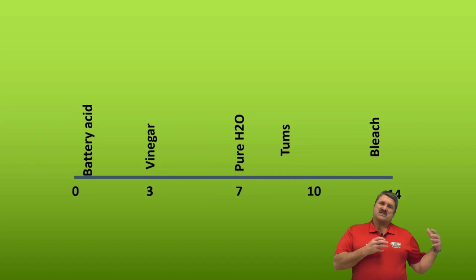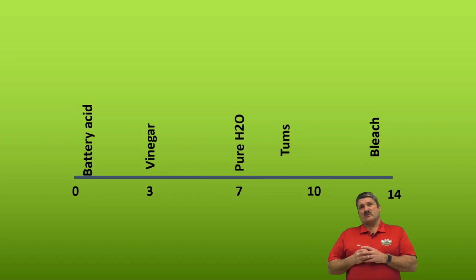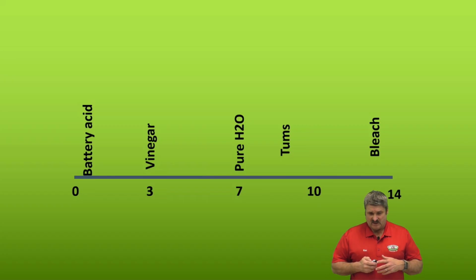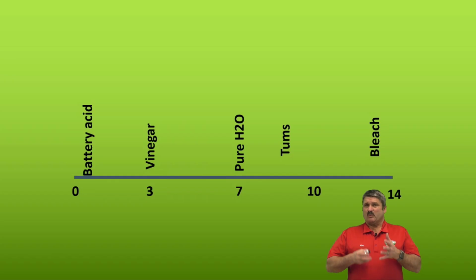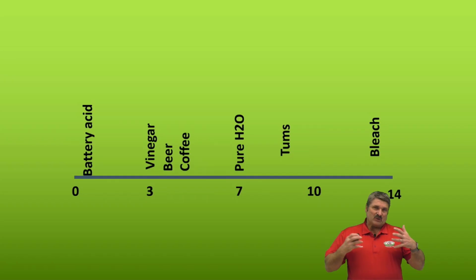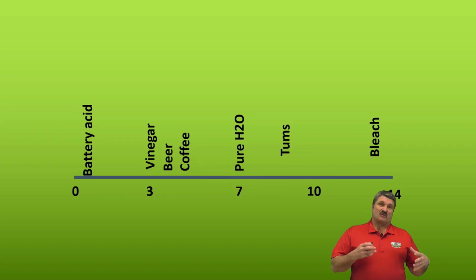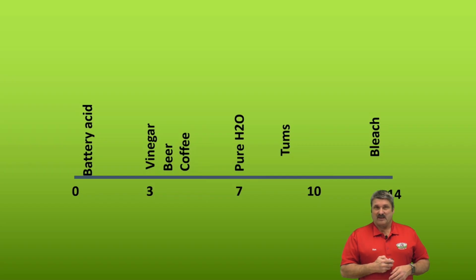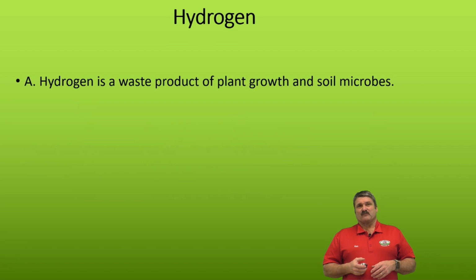Where are we at on a scale? We think battery acid is very acidic. It's at that end, where bleach is at the other end. It's going to be a pH approaching 14, where pure water, neutralized water, is in the middle. If we think about beer and coffee, that's going to be acidic. So again, we could end up with an acid stomach if we drank too much of that.